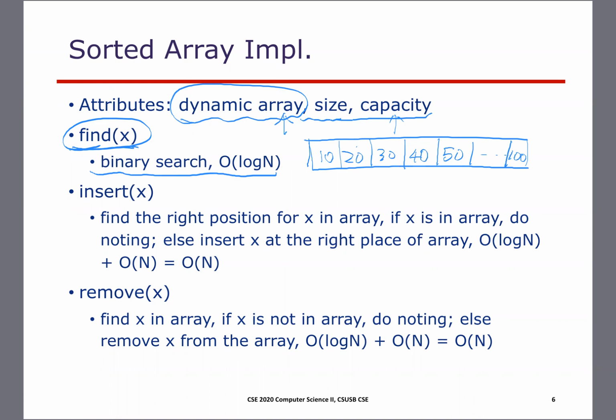Binary search means we will find the middle element and compare the middle element with x. If x is less than the middle element, the next step is to search for x in the first half of the array. If x is greater than the middle element, we will search for x in the second half, or the right half, of the array. This is the binary search, and its time complexity is big O log n.